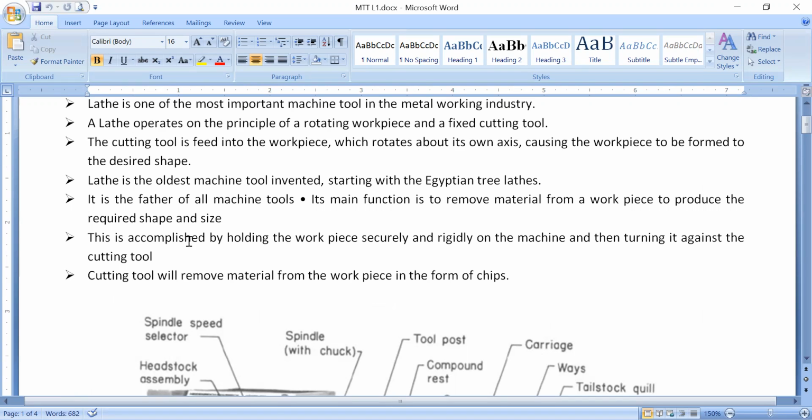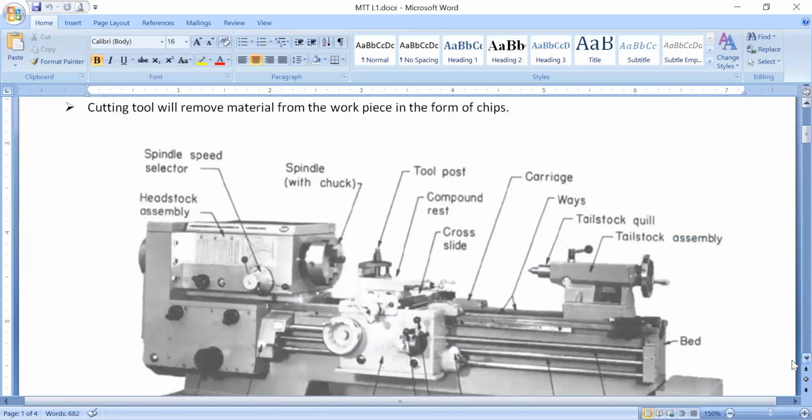This is accomplished by holding the workpiece securely and rigidly on the machine and then turning it against the cutting tool. There is no motion in the workpiece while we are having a machining operation on it, and the tool is fixed on the tool post. The cutting tool removes material from the workpiece in the form of chip. The chips can be continuous or built up, and there are a number of types of chips that can be formed in machining operations on the lathe.